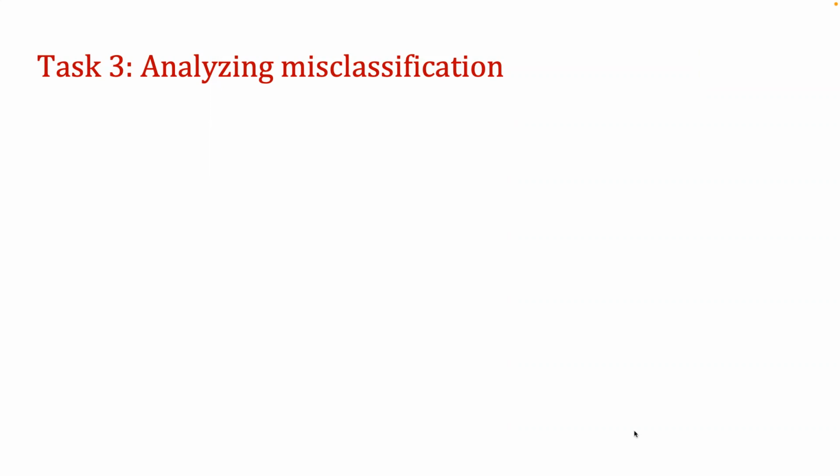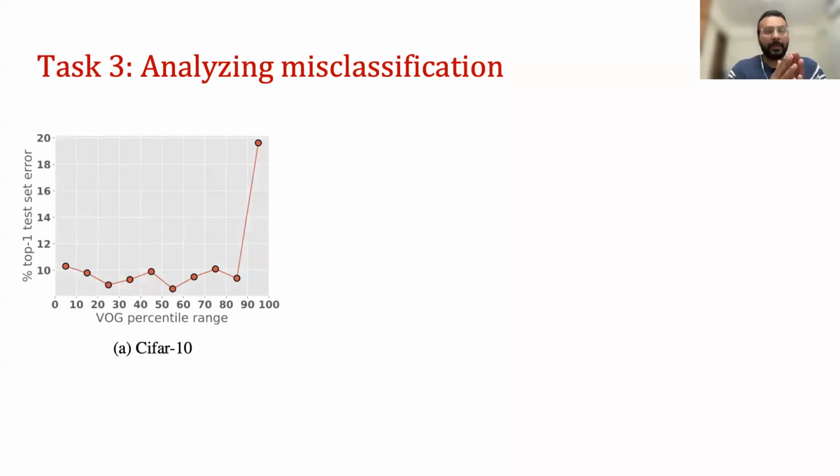We can proceed. One of the interesting things that we observed from VOG is that it can also be used to analyze misclassification, right? What we did is create buckets using VOG scores. For a given testing data set, you can always calculate the VOG scores at inference time. Then we sorted all the images according to their VOG scores and calculated their misclassification rate.